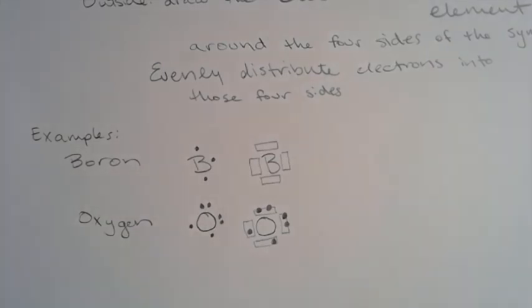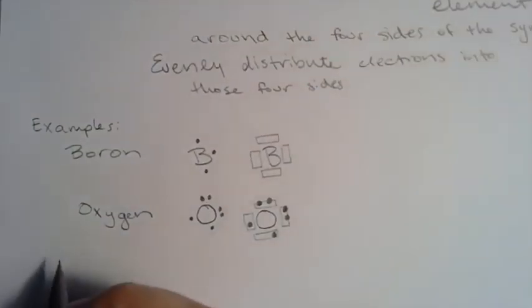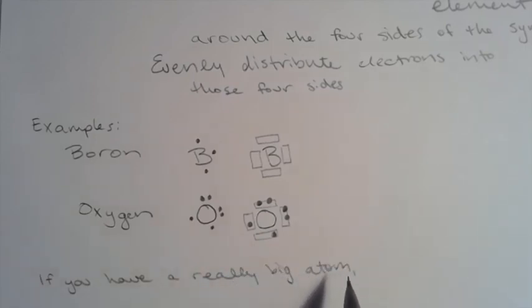Let's do a really big atom to show you another thing, which is, let's write this down. If you have a really big atom, skip the entire block of transition metals in the middle.